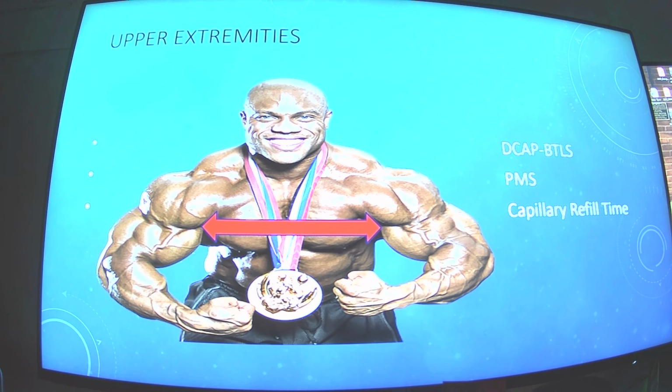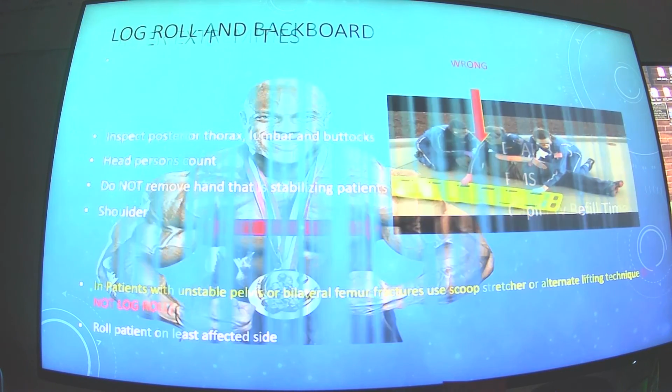Then we get to the upper extremities. Again, DCAP BTLS. We're going to check pulse motor sensory, and we're going to check cap refill time. Now, cap refill time in adults is not as a strong indication of shock as it is in pediatrics, but we use it all the same. Okay. So check out the upper extremities, and wouldn't you like to be an AEMT or a paramedic starting an IV in those veins?